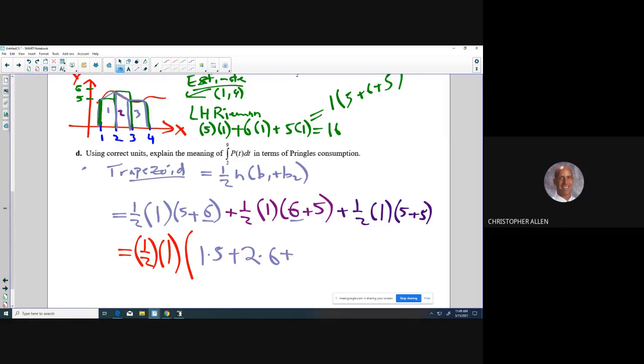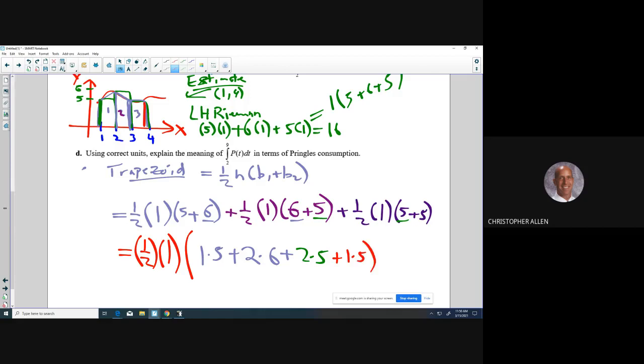Okay, what about this one here? Well, that's the right side of trapezoid 2, but it's the left side of trapezoid 3. In other words, what I'm trying to say is this guy and this guy happens twice. So that's going to be 2 times 5. And then this last guy here, that is only used once, so that's 1 times 5.